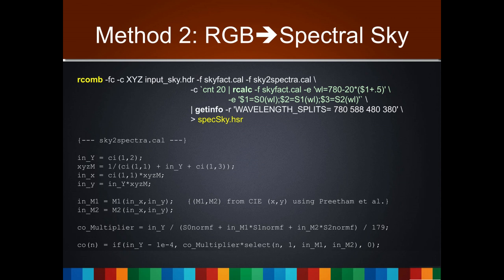This multiplier, as I said, is for normalization. And then the output, CO, for channel N, is first, if the Y is very small, just spit out 0, because you're dividing by Y, so you've got to be careful about that. And where Y is non-zero, then we select either a coefficient of 1, or the coefficient for M1, or the coefficient for M2. That was clear as mud.